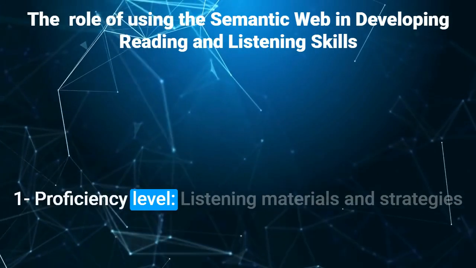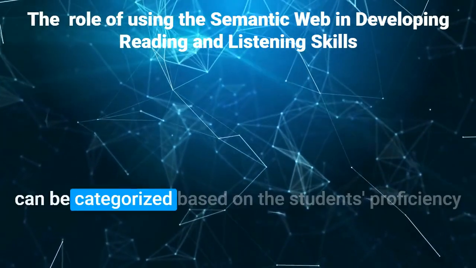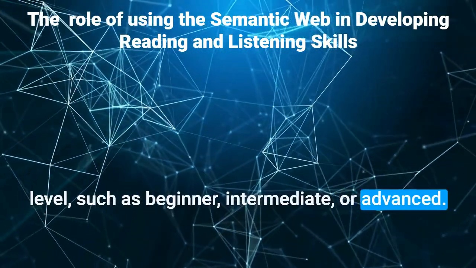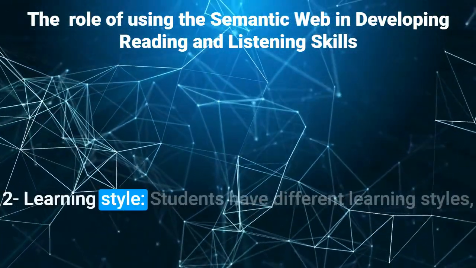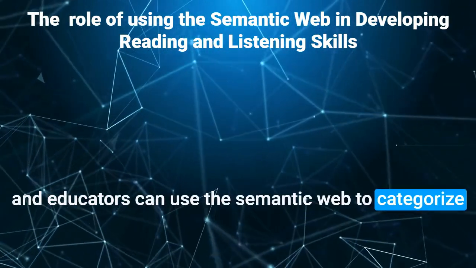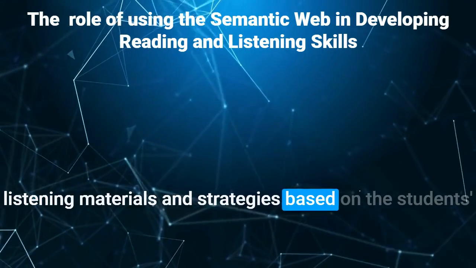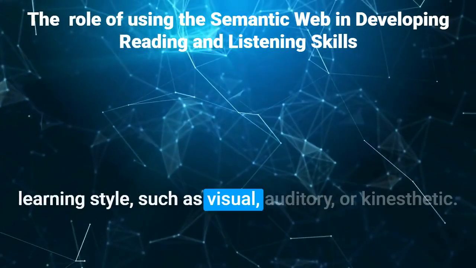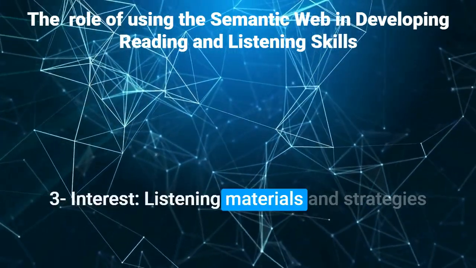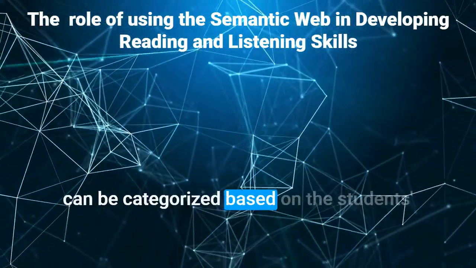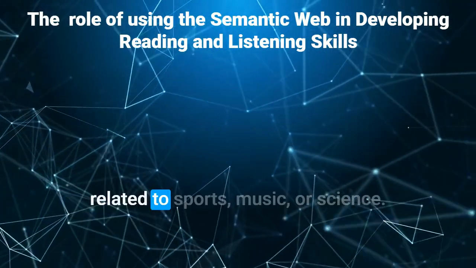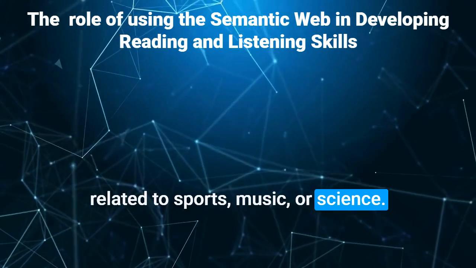1. Proficiency level. Listening materials and strategies can be categorized based on the student's proficiency level, such as beginner, intermediate, or advanced. 2. Learning style. Students have different learning styles, and educators can use the semantic web to categorize listening materials and strategies based on the student's learning style, such as visual, auditory, or kinesthetic. 3. Interest. Listening materials and strategies can be categorized based on the student's interests and preferences, such as topics related to sports, music, or science.